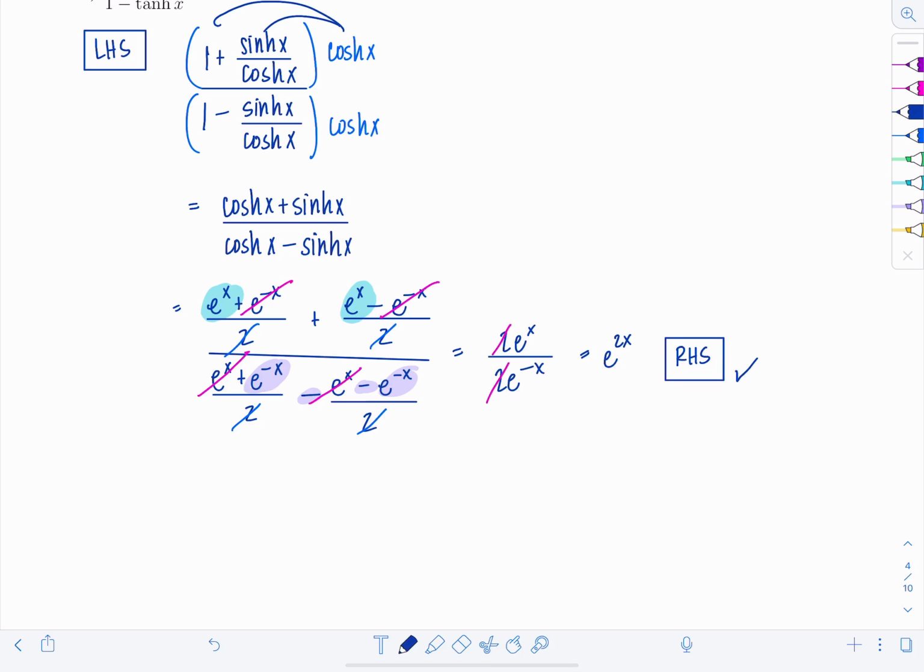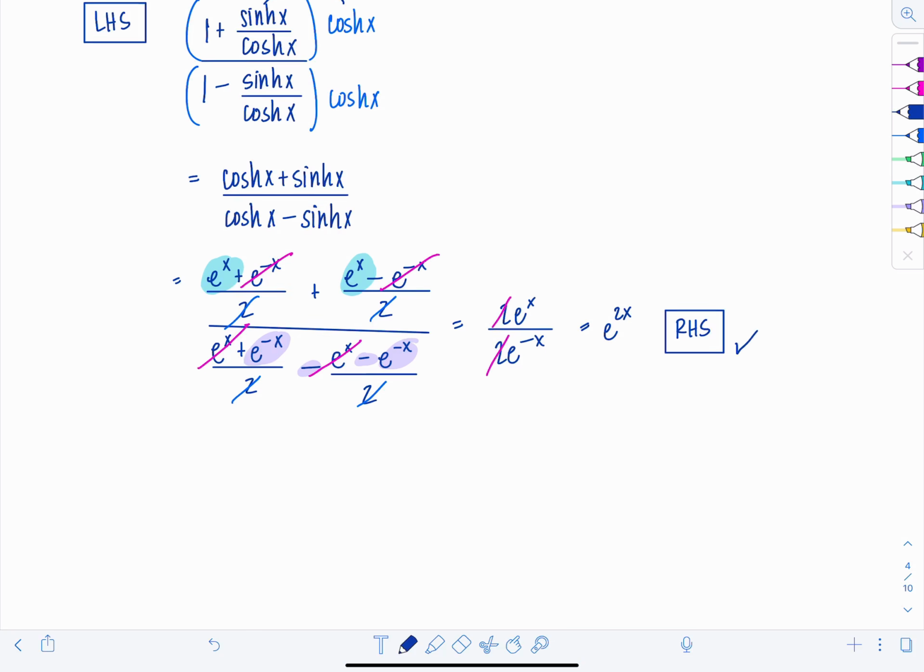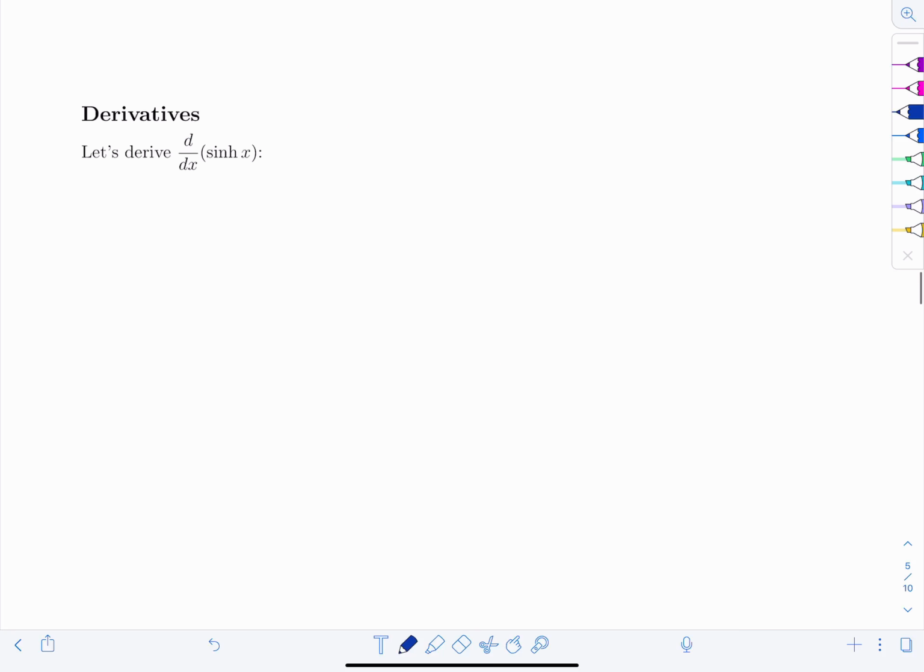Okay. So as long as you know how to define hyperbolic sine, cosine, and tangent, then you will be in good shape for these problems. Okay. We are in calculus though, aren't we? So we're going to do some derivatives now. Yes, we are.